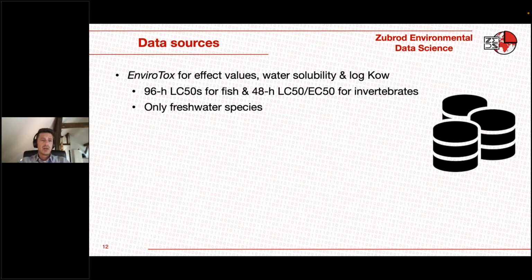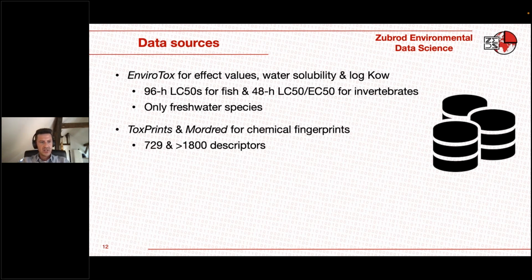We made use of a range of different data sources to create our data sets. First of all was the EnviroTox database, where we took effect values, water solubility, and log KOW for representing fish toxicity. We chose 96-hour LC50s, and for invertebrates, we chose 48-hour LC50, EC50 values. Not to create any confusion here, so EC50 values were all based on immobility, so as a surrogate for mortality. And as I said before, only freshwater species were selected here.